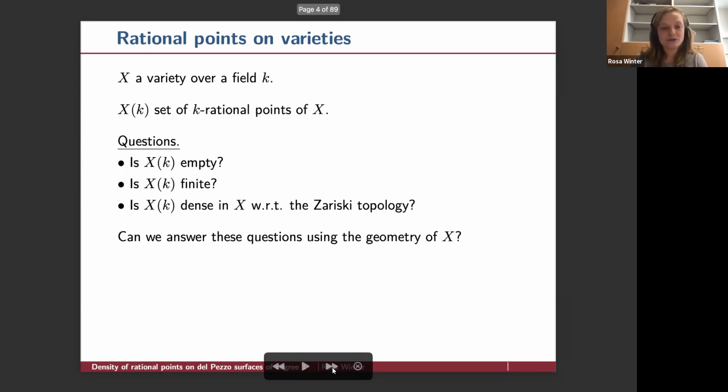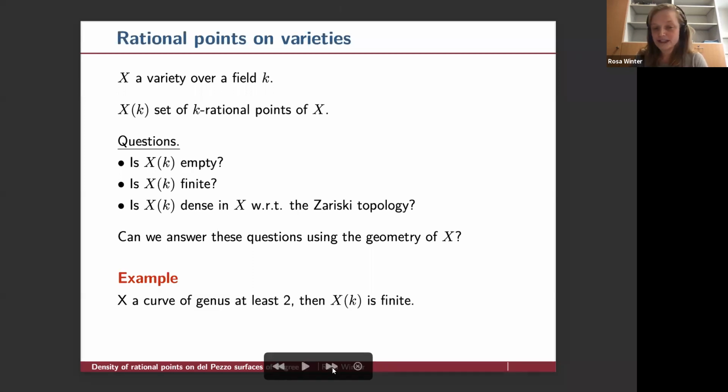We want to study these questions and answer them using the geometry of our variety. Famously, for a curve of genus at least 2, we know that the set is finite. So the geometry really determines in this case that we have only a finite number of rational points. This we want to study today for Del Pezzo surfaces. The surfaces that I will study always already have a rational point, so the first question is not relevant, but the density is what we'll focus on.